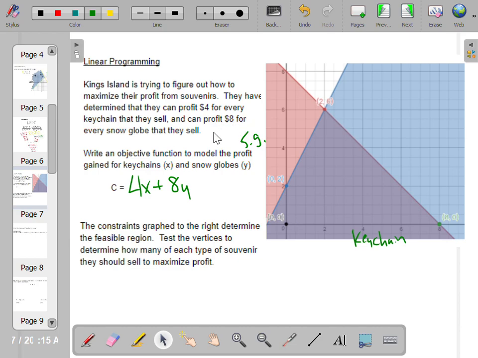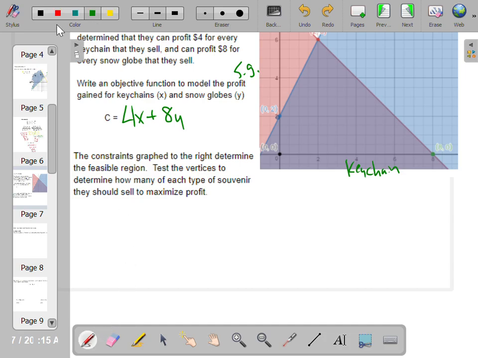Nice. Okay. The feasible region is the overlap. That's right here in purple. You see what I'm boxing in here? This is the feasible region. But there's a cool property that says you don't need to test all those points, you just need to test the vertices. I labeled the vertices for you. I'm going to plug those into the objective function and see who the winner is.